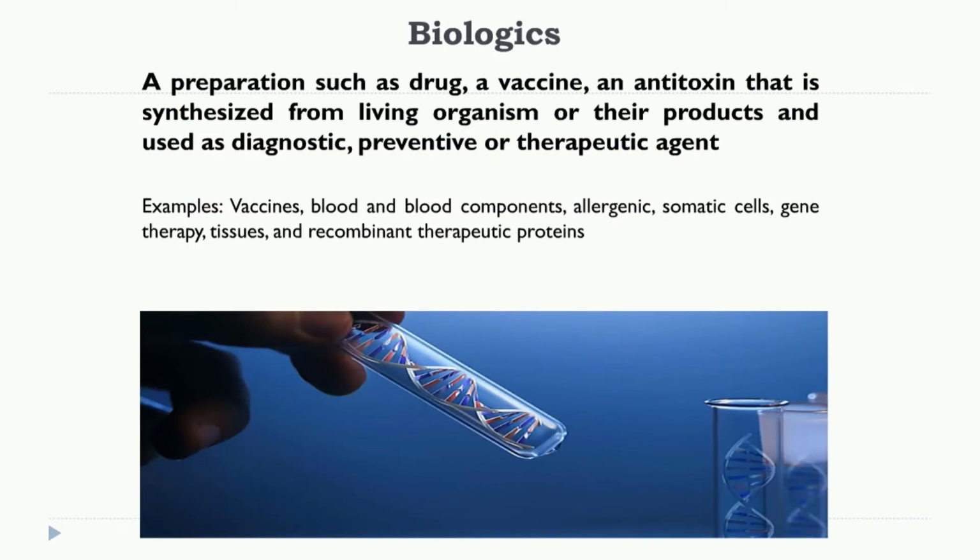What are biologics? Biologicals or biopharmaceuticals are simple preparations from living organisms such as drugs, vaccines, antitoxins, and monoclonal antibodies, which are used as diagnostic, preventive, or therapeutic agents. Examples: MAbs, vaccines, blood components, allergens, somatic cells, gene and cell therapy.